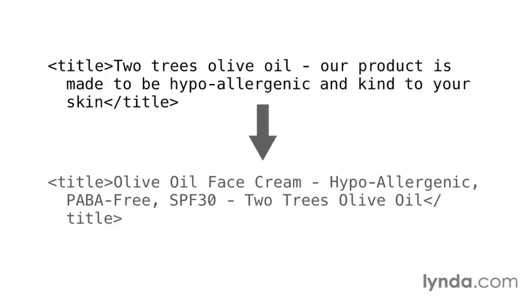Also, throw out fluff words, words that don't convey any real information, such as conjunctions. Again, people are scanning the results, not reading them, so you need to convey the information quickly. If the title tag is written like a sentence, you have words you can remove. Compare these two tags. The new one has great keywords in it: olive oil, face cream, hypoallergenic, PABA-free, SPF. It's virtually all keywords. It's much easier to read because it's title case, and someone scanning it quickly knows exactly what the page is about.